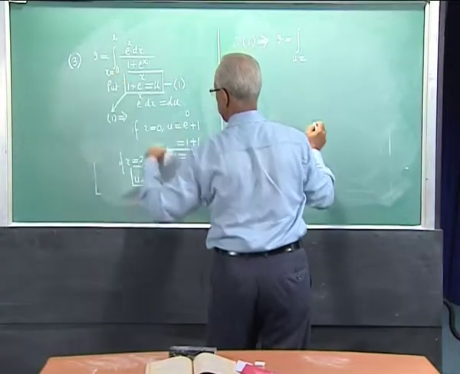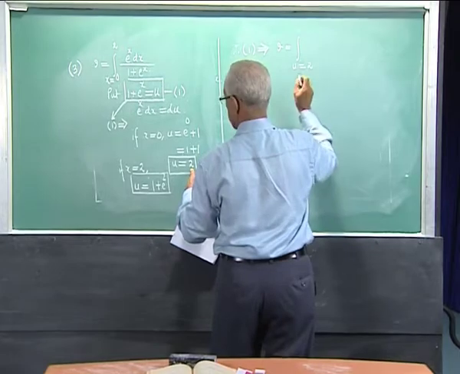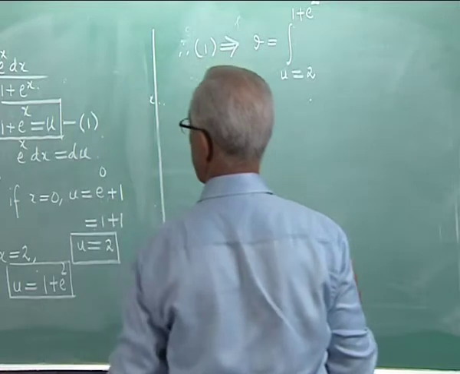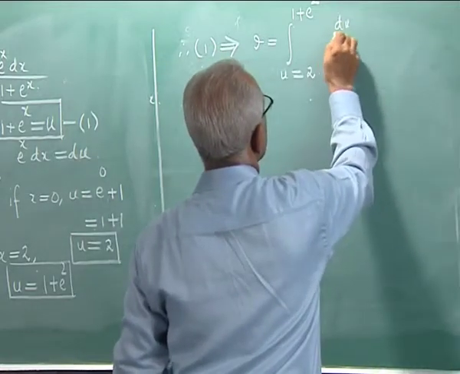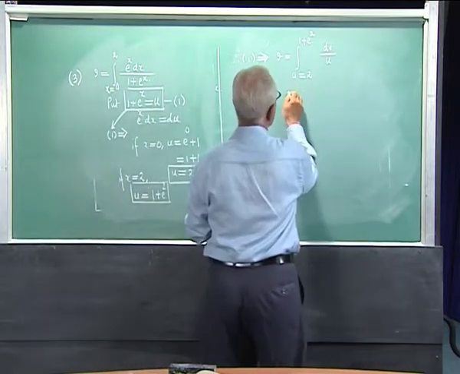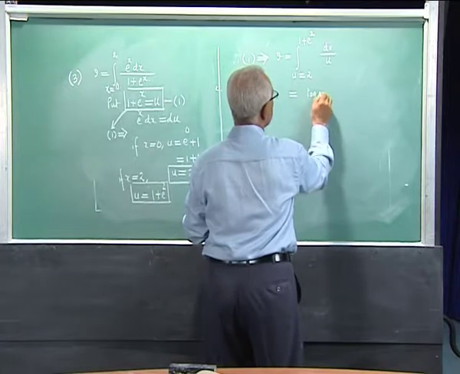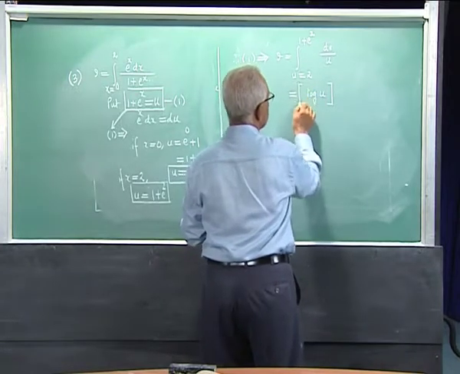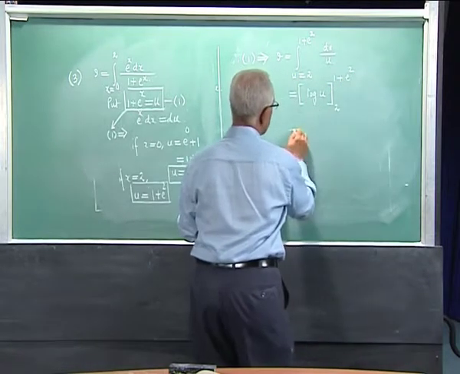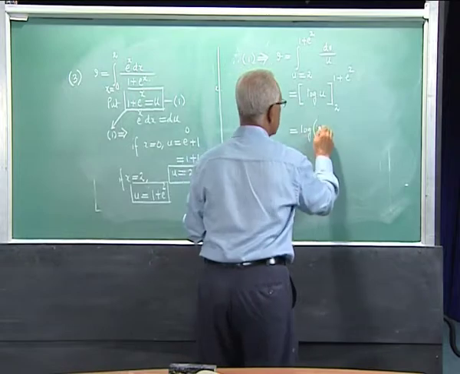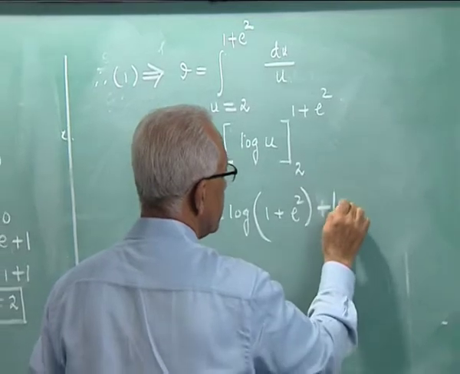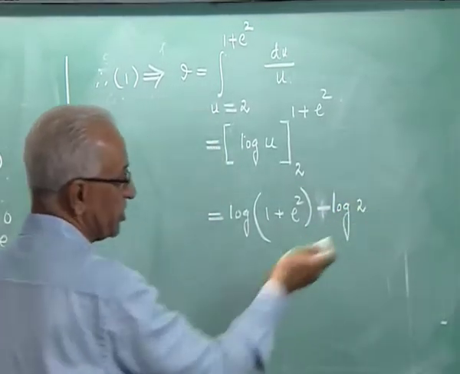Therefore, with all these, the integral, with the new limits u going from 2 to 1 plus e square, becomes: the new thing, e to the power x dx, becomes du. This was u, 1 plus e to the power x. The method remains the same, and I get log of u, which, as I have told you, by definition will vary from 2 to 1 plus e square. Put these values: log of 1 plus e square minus log of 2. No constant of integration.